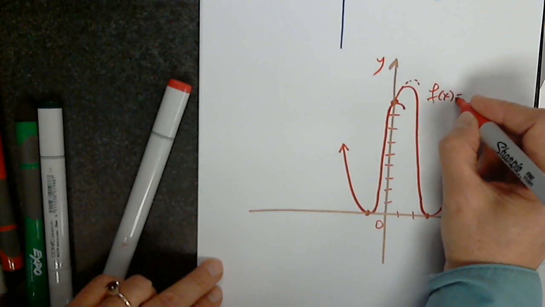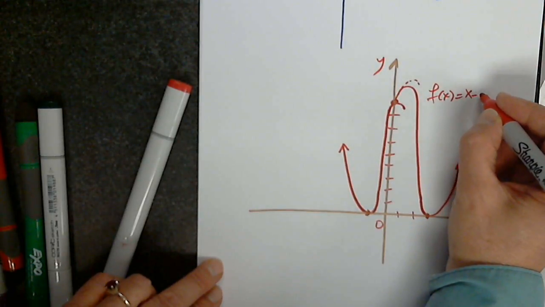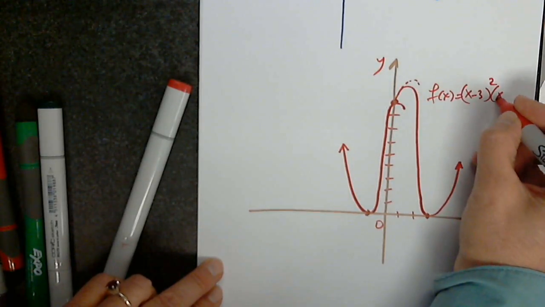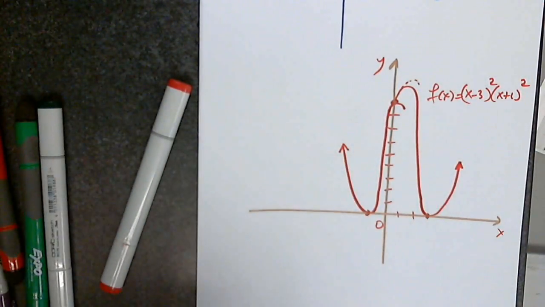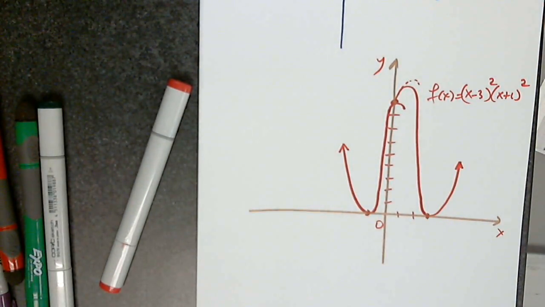This is our function, x minus 3, everything squared, times x plus 1 squared. We'll correct the graph now. We are allowed to. I'm going to put it in y equals, clear, parentheses, x minus 3, close, squared, and parentheses, x plus 1, and everything squared.